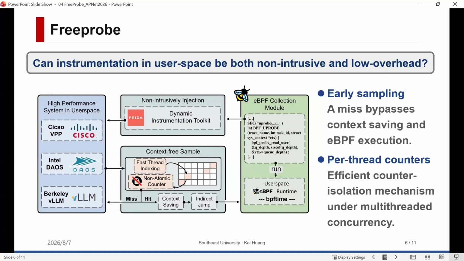FreeProbe moves the sampling decision to the beginning of the trampoline. It is built on BPF time and Frida, while keeping eBPF as the programmable collection module. On a non-sampled event, execution returns directly to the application. We avoid context saving and the indirect jump, and eBPF execution only happens on sampled events, so the normal instrumentation path is preserved. The second design component is isolating the sampling counter across threads.